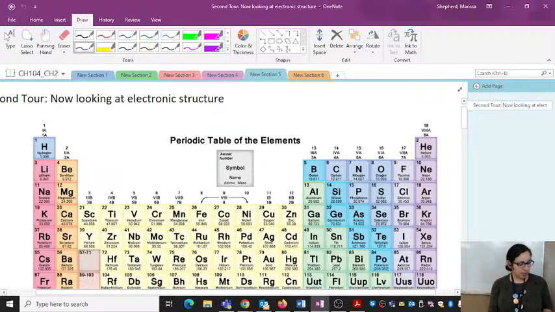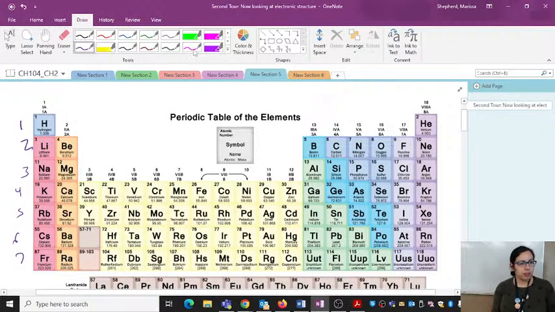If you look on your periodic table, you have different numbers on the side: 1, 2, 3, 4, 5, 6, 7, etc. We want to start here at hydrogen. On row 1, we're going to be filling up our s orbital first. Let's highlight this. This will make more sense as we go along, but this is considered our s block.